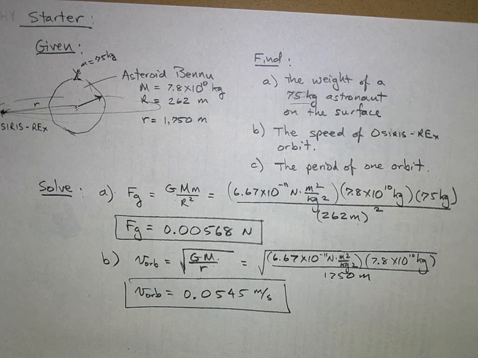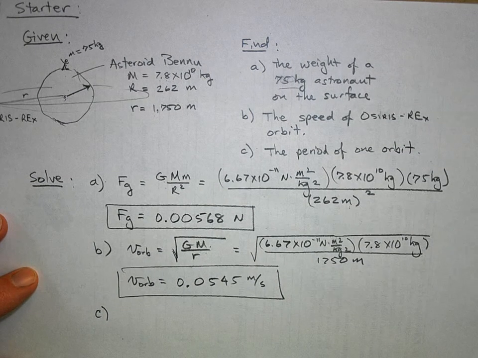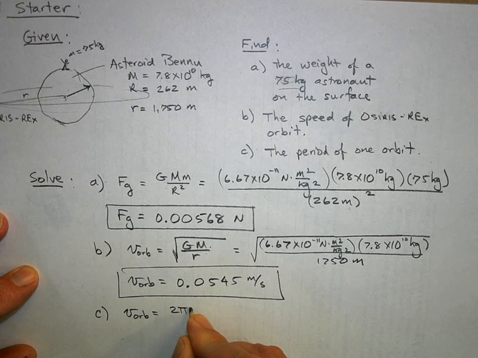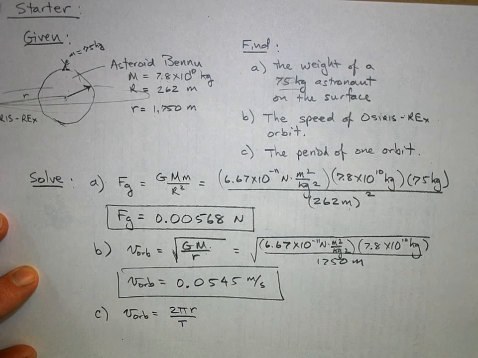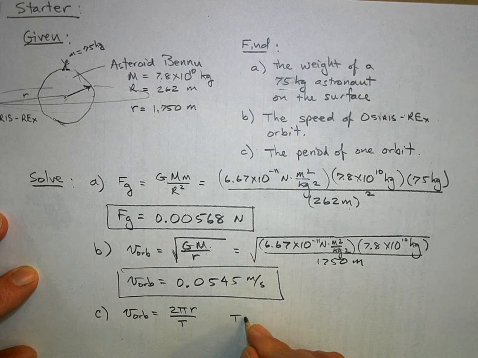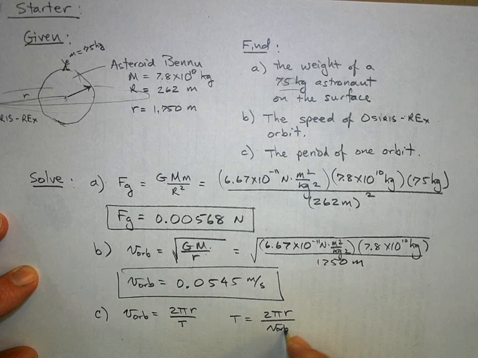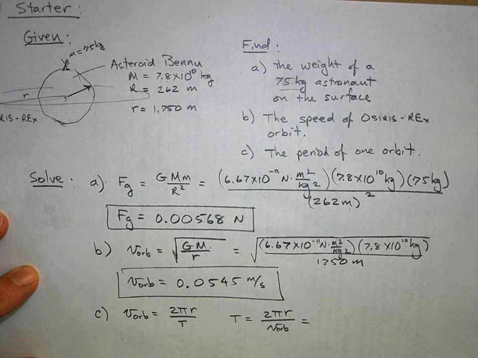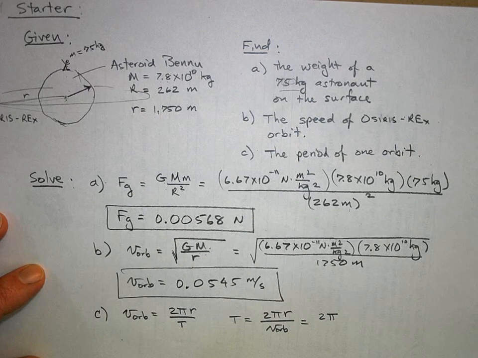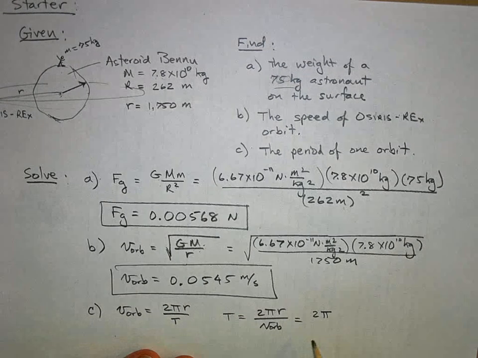Let's see what that orbital period would be. Well, we also know that orbital velocity is equal to 2 pi r over the period. And so we can solve for the period: it's 2 pi r over the orbital velocity, which we already got. So this is 2 times pi. There is another equation we got for period, and if you want to use that, you can. It's a pretty complicated equation, though. This is a little bit easier to do it this way.